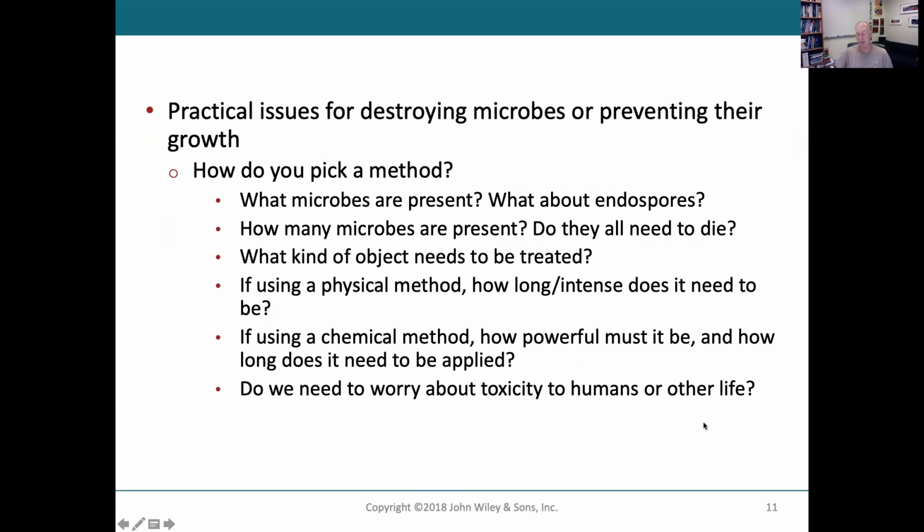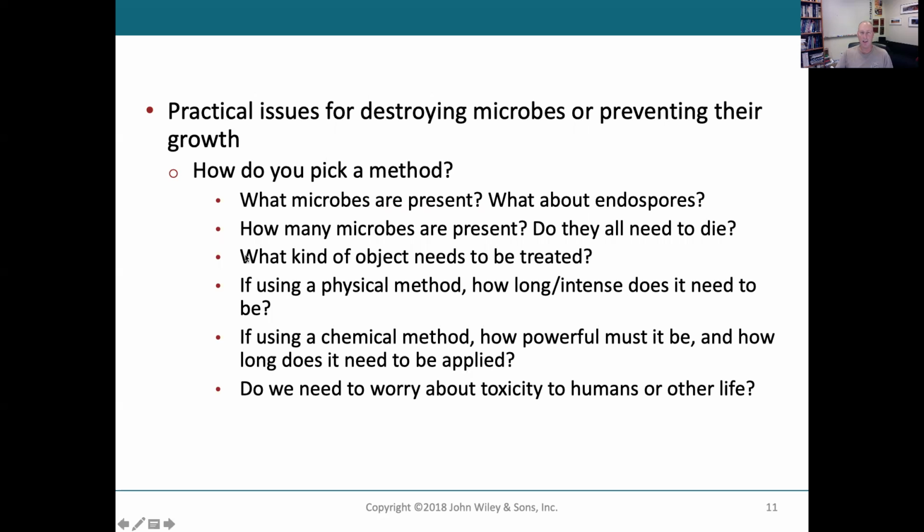Okay, I believe this is the last slide. Something to think about is some practical issues for destroying microbes or preventing their growth. How do you know what to do? Going through these quickly, think about what microbes are there. What are you trying to actually kill or prevent from growing? Are you worried about the presence of these very stable endospores, for example? What's the sort of microbial load that you're trying to deal with? Do you care if they all die? Do you need to actually accomplish sterilization, or do you just need to kill most of the potentially dangerous microbes?